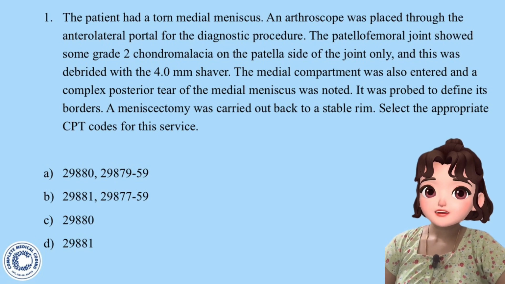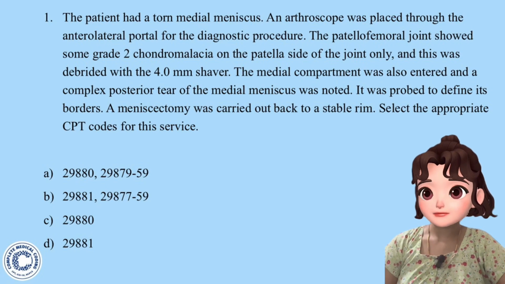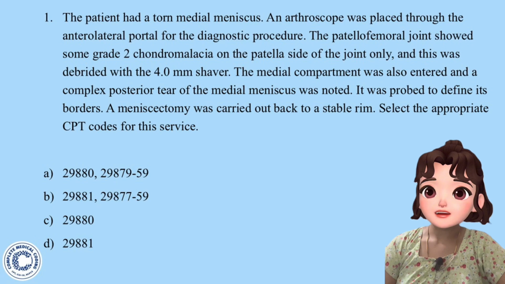The patient had a torn medial meniscus. An arthroscope was placed through the anterolateral portal for the diagnostic procedure. The patellofemoral joint showed some grade 2 chondromalacia on the patellar side of the joint only, and this was debrided with a 4 mm shaver. The medial compartment was also entered, and a complex posterior tear of the medial meniscus was noted. It was probed to define its borders. A meniscectomy was carried out back to a stable rim. Select the appropriate CPT codes for this service.